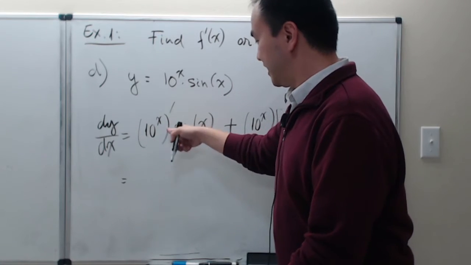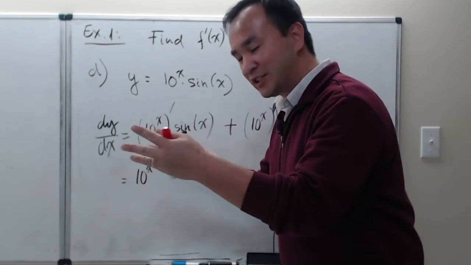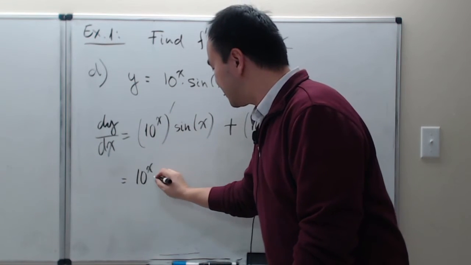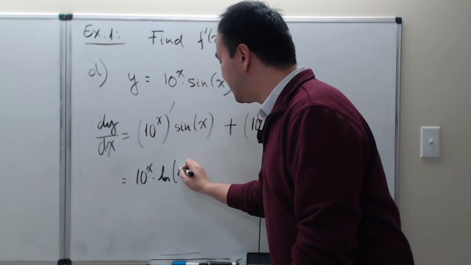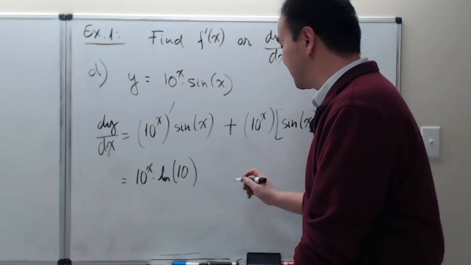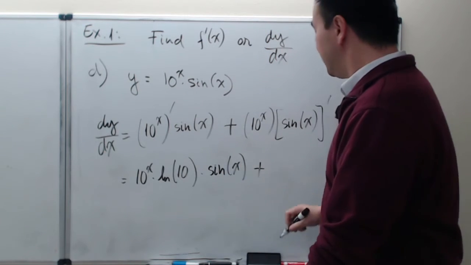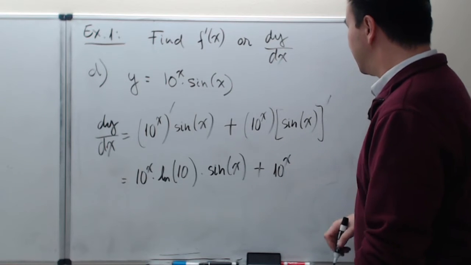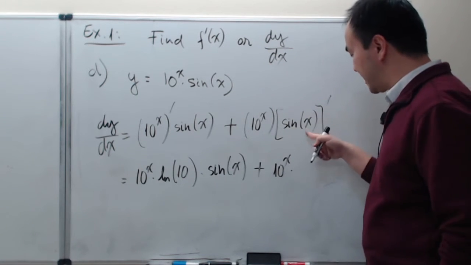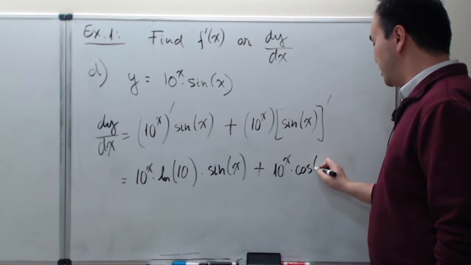So 10 to the x, taking the derivative gives me 10 to the x, as we have learned from the general a to the x derivative. When you take the derivative, it's repeating the 10 to the x and multiplying with natural log of 10, according to the rule we just learned within this lecture. And then times sine of x. And then we're going to need to add 10 to the x, and I am going to multiply now. Recall from an earlier lecture, taking the derivative of sine of x, a trig function, is going to give me cosine of x.